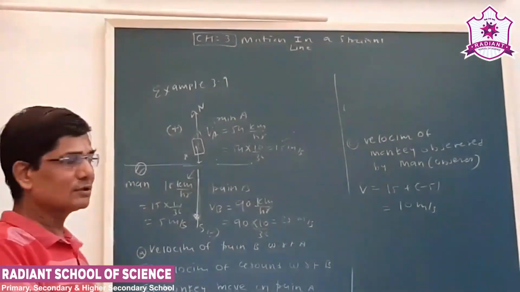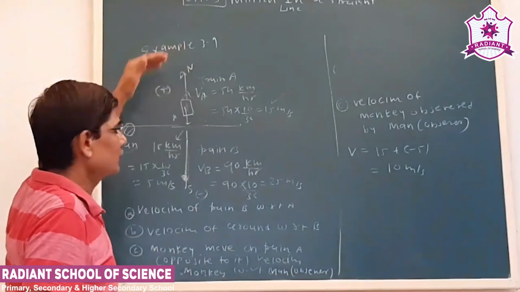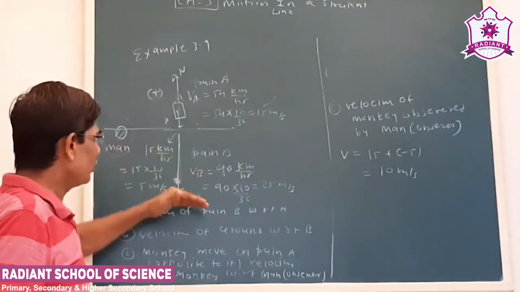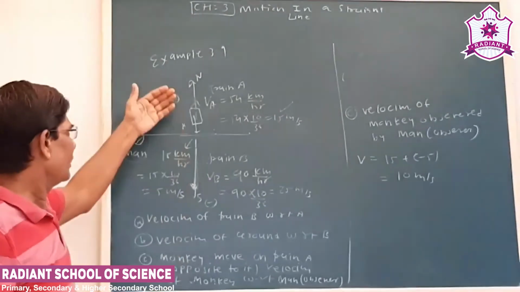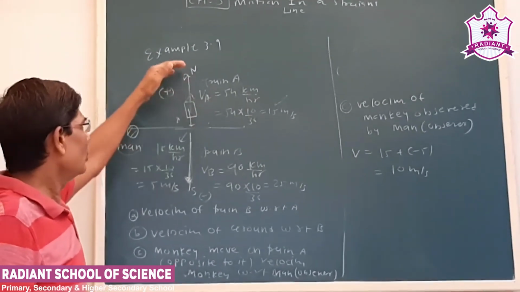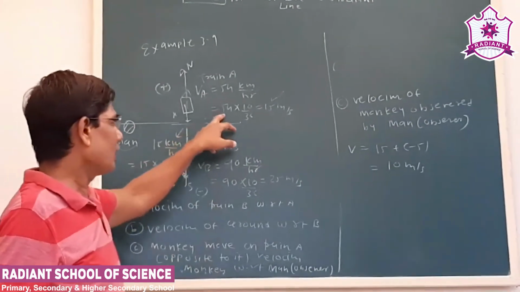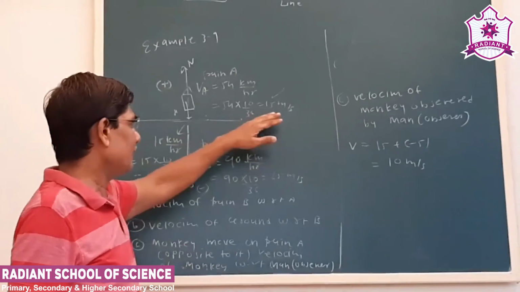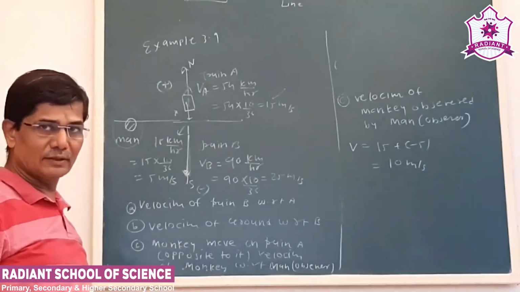Now see, this question was a good example of relative velocity. See, our train A was in the north direction, train B was in the downward direction. So by convention, by taking this as an origin, north direction we take positive, south direction we take negative, and accordingly the velocities were given a positive and a negative sign, and by using this we can obtain the relative velocity.